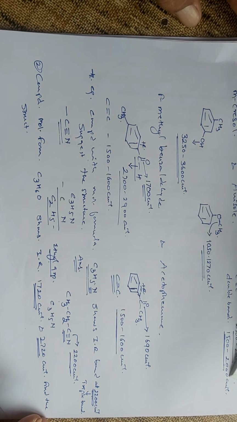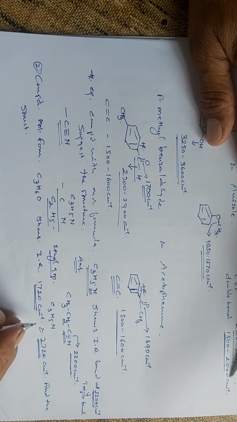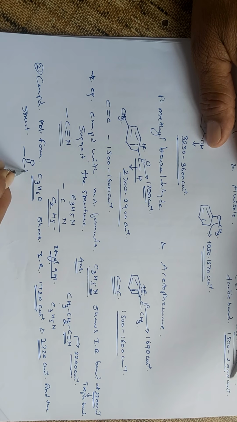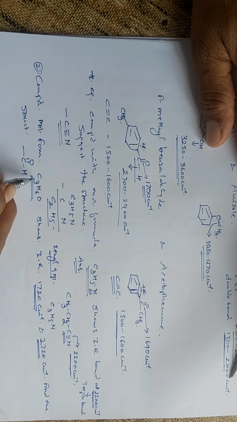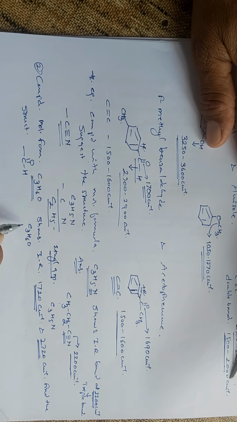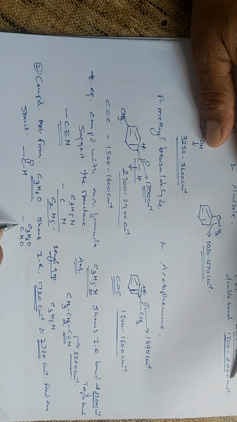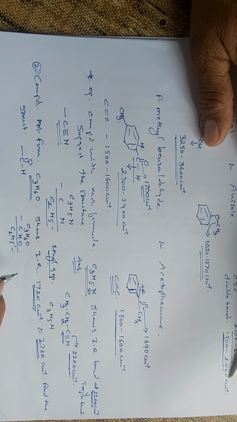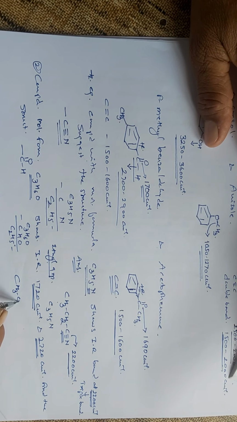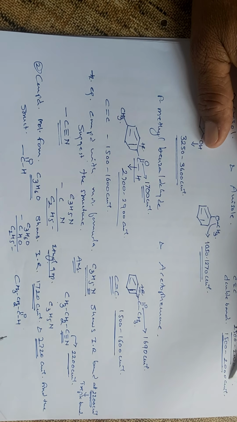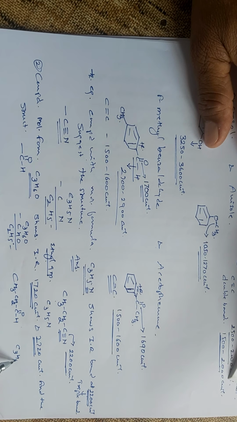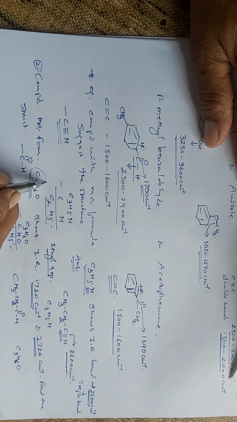2720 indicates the presence of aldehyde carbonyl carbon hydrogen. So this C3H6O may have an aldehydic functional group, that is CHO, and if C3H6O minus CHO, you will get C2H5. So the structure may be CH3, CH2, C double bond O, H. This indicates the presence of 3 carbons, 6 hydrogens and 1 oxygen, so this satisfies the formula.